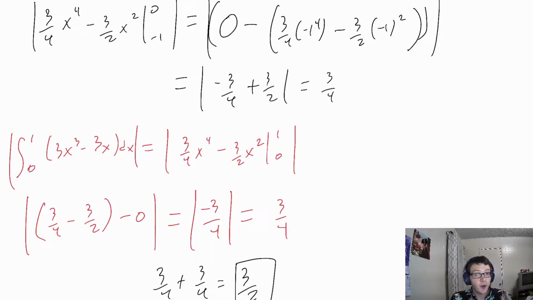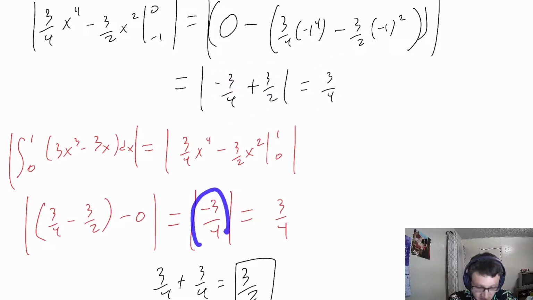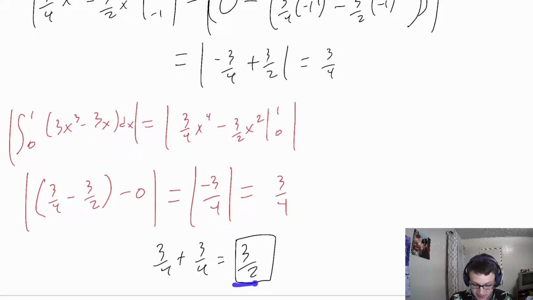This goes to show why it's important we put each part in absolute values. Because if we didn't, then this part ends up being +3/4. This part ends up being -3/4. And if we were to add those together, we would get 0, which is definitely not the right answer. The right answer is 3/2. So we break it into multiple parts. We make each part positive and then add those parts together.